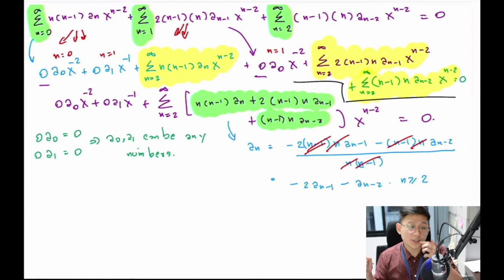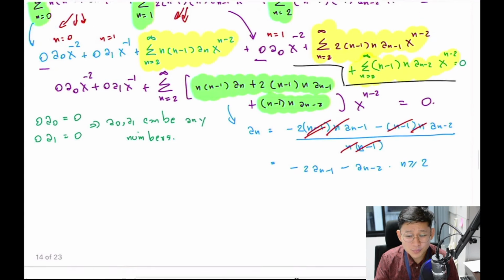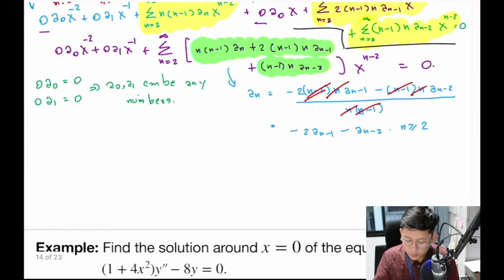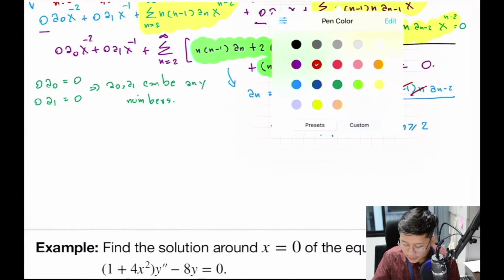That's why we can say that a0 and a1 can be anything, can be constants, right? And then we get an, which is in this form when n is greater or equal to 2. The next step, we would just need to write down all the a's, right? a0, a1, a2, a3, a4, a5, a6, a7. Those are just labor work. It's just time consuming, but it's nothing hard. Okay, so let me write down all the a's.